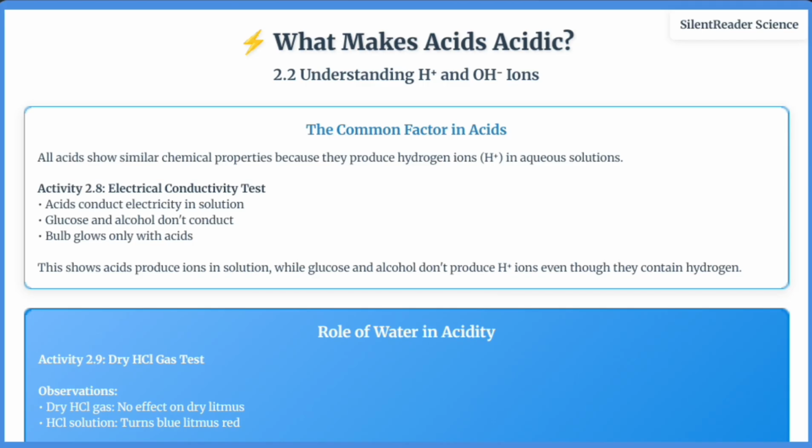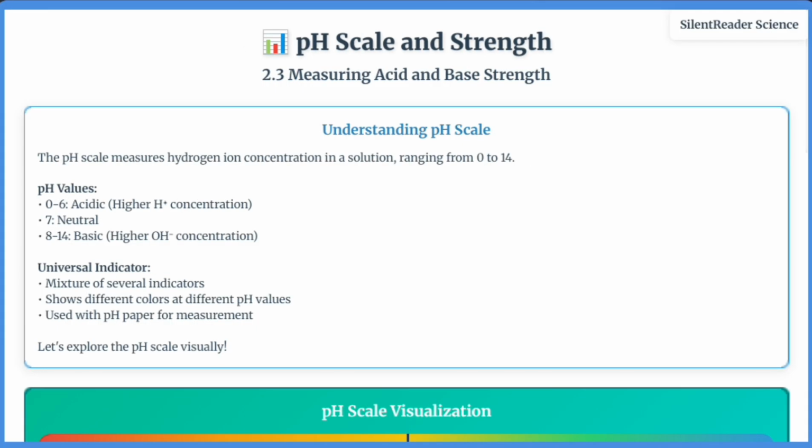When we dilute acids or bases with water, the process is highly exothermic, and we must always add acid to water slowly with constant stirring, never water to acid, to prevent dangerous splashing and container breakage due to excessive heat generation.